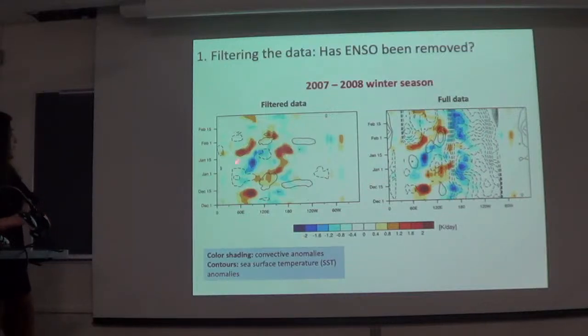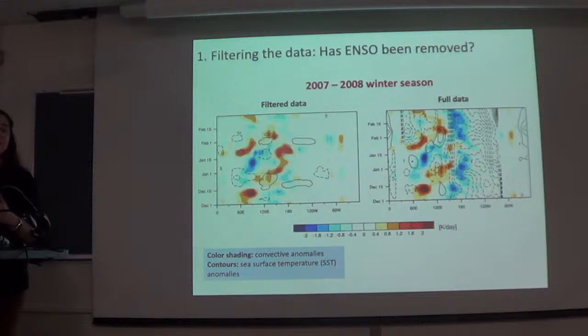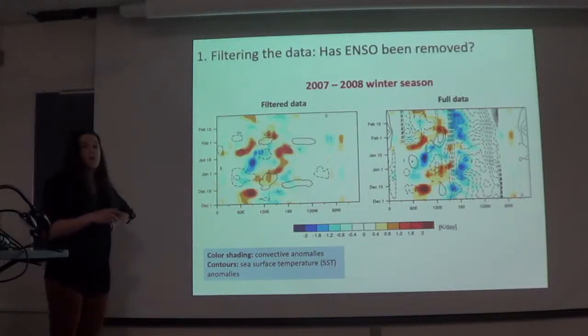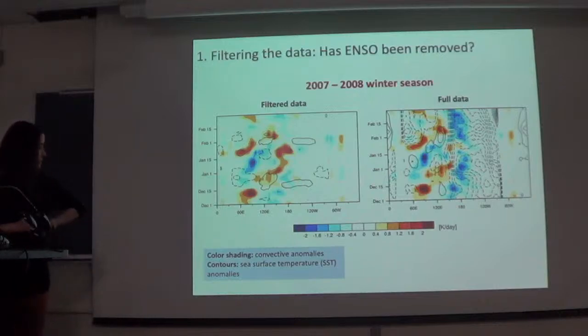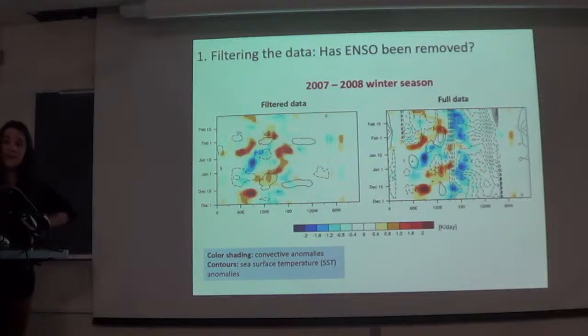The MJO is still here. We still see very similar anomalies, and you do get some SST anomalies. These are the SST anomalies associated with the MJO. So it can still interact with SST, and the MJO can still impact the SST, even when we do this filtering process. So the ENSO is gone, but we still have an MJO.